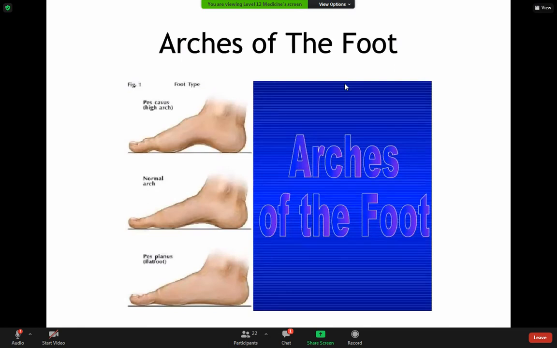Here are the arches of the foot. You can see in the images on the left, the first one on top is a very high arch, so that is called a pes cavus. In the middle is a normal arch, and the one on the bottom is flatfoot, or what we call pes planus.